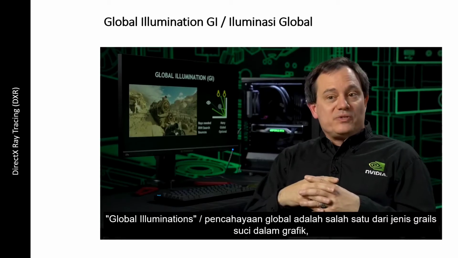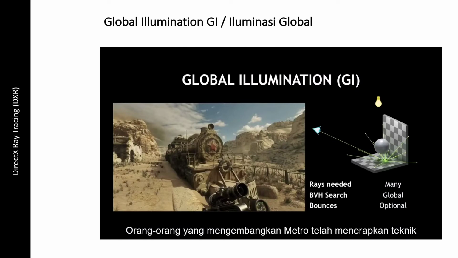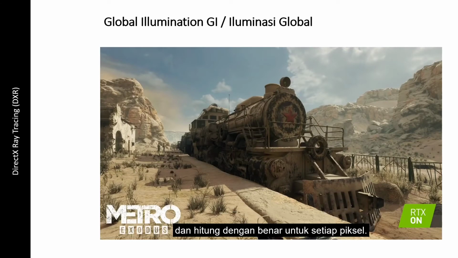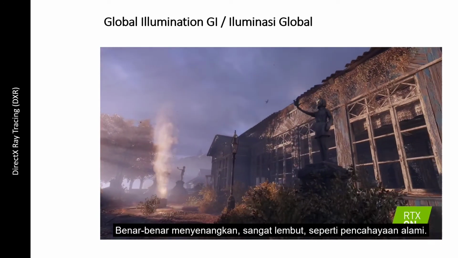Global illumination is one of those kind of holy grails in graphics, and particularly the way to do that in real time. The folks that developed Metro have implemented a technique to do 1 ray per pixel for global illumination, which allows you to kind of gather the light from the whole world and scene and compute it correctly for each pixel. Produces a really nice quality effect, really pleasing, really soft kind of natural lighting.